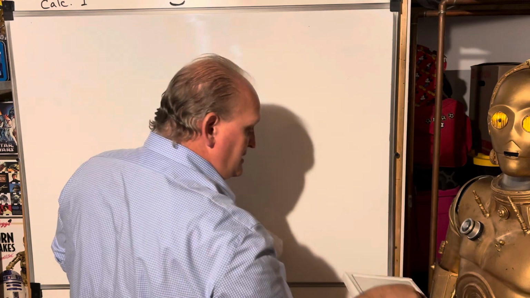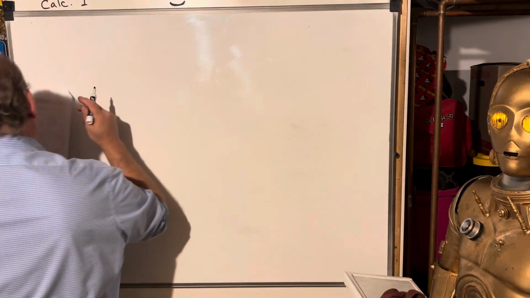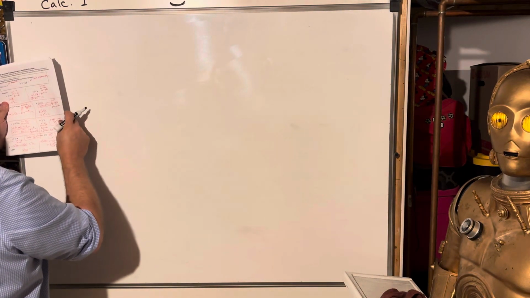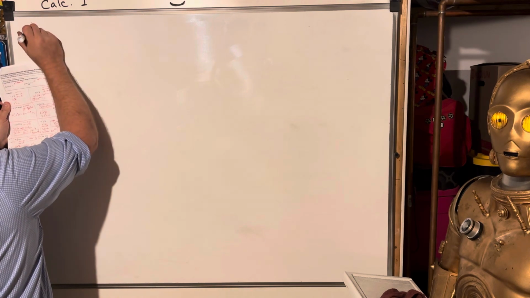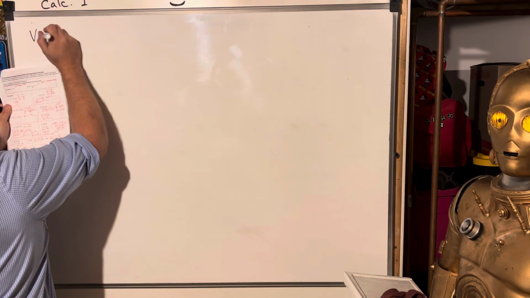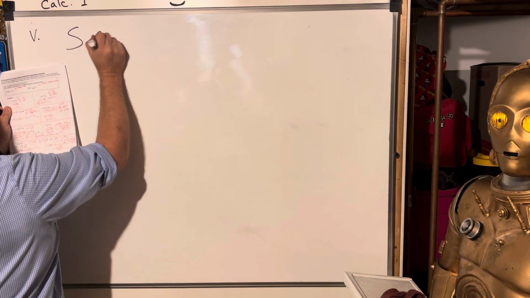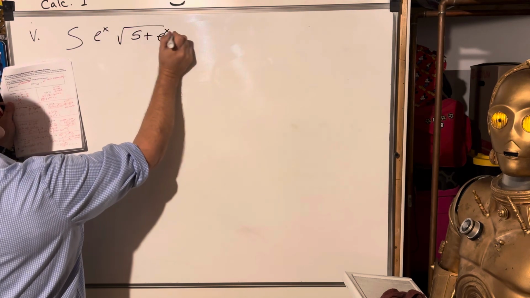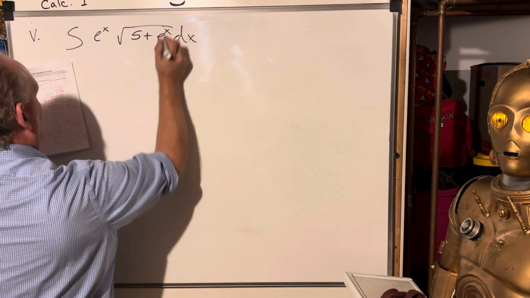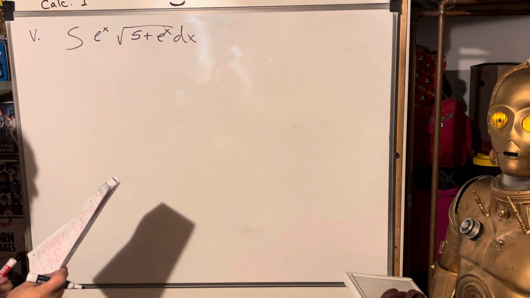You really build on these skills in Calc 2. So we're on to number 5: the integral of e to the x times the square root of 5 plus e to the x dx. Interesting.